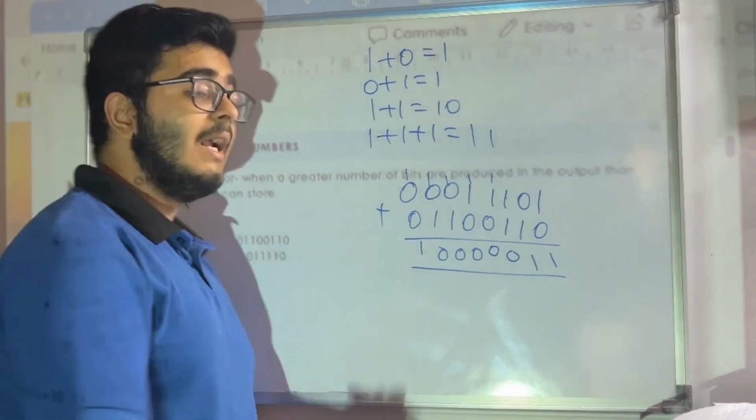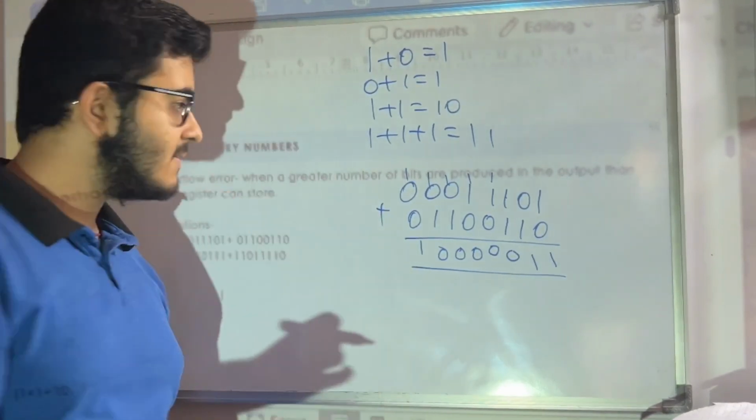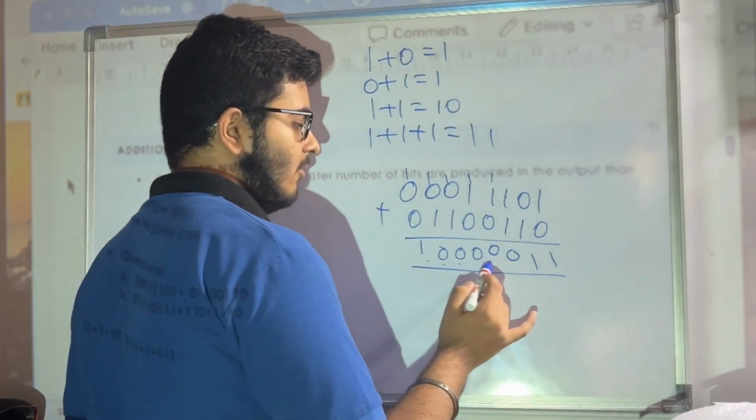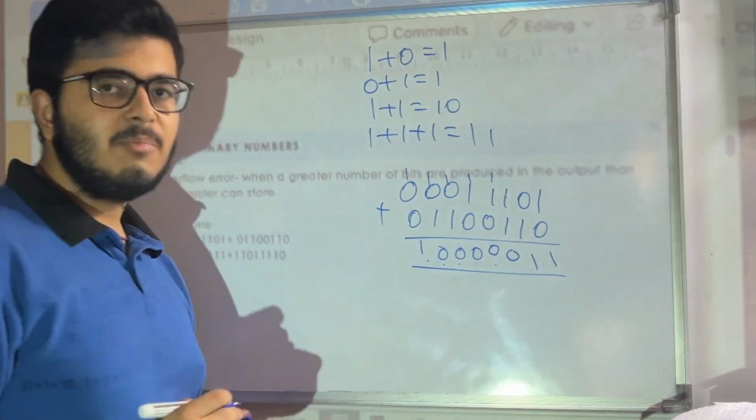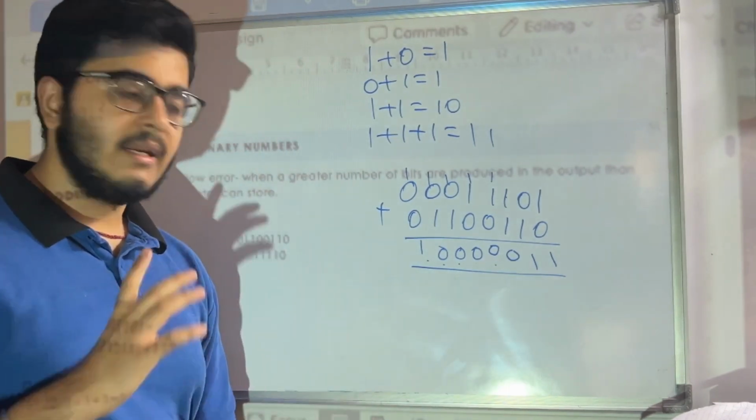I always told you that a register can only store 8 bits. So let's see if this is 8 bits. 1, 2, 3, 4, 5, 6, 7, 8. This is 8 bits, so our calculation is correct.